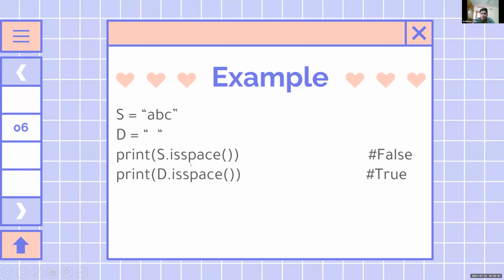And when we check the function, print S dot isspace, it checks the value of the string in S. So here it is not just white spaces, alphabets are present. So here the output will be false. And the next statement is print d dot isspace. So it checks the value of the string in variable d. Here it's just a white space. So the condition is right and it gives the output as true.